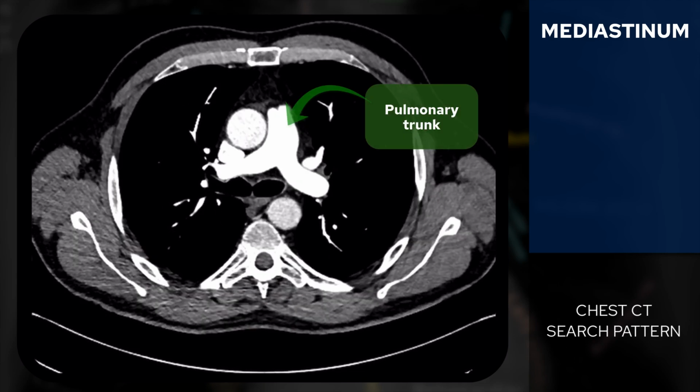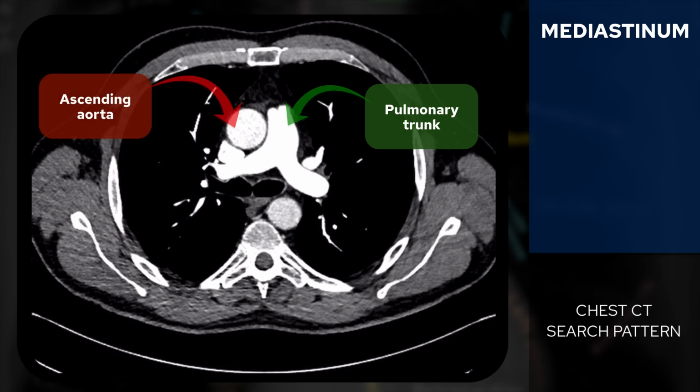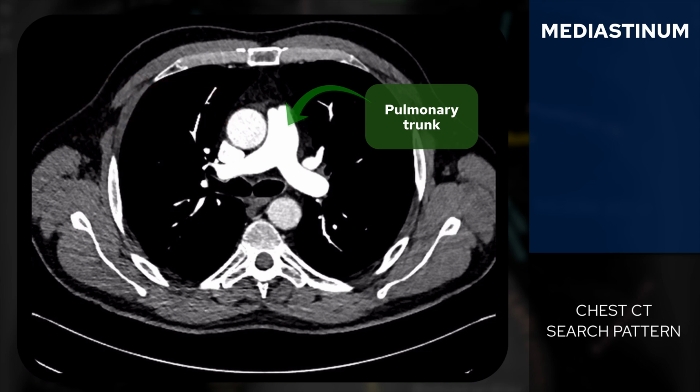Now, when assessing the pulmonary trunk, the first thing I would say is look at its size. Compare it to the size of the ascending aorta. If your pulmonary trunk is bigger than your ascending aorta, then that may be a sign that the patient has pulmonary arterial hypertension. Then have a look for any filling defects within the pulmonary trunk.